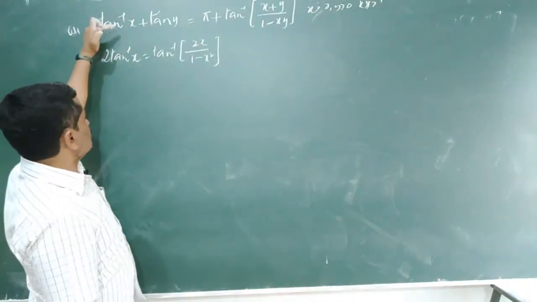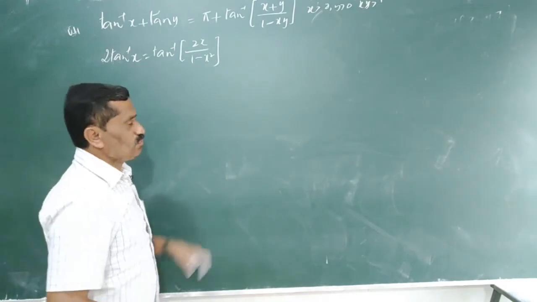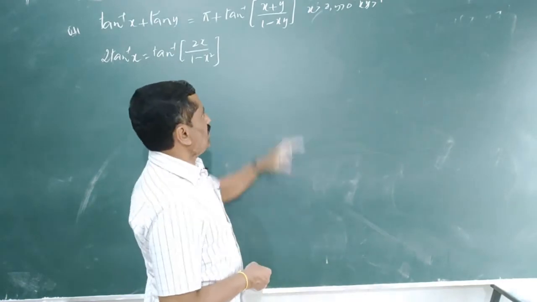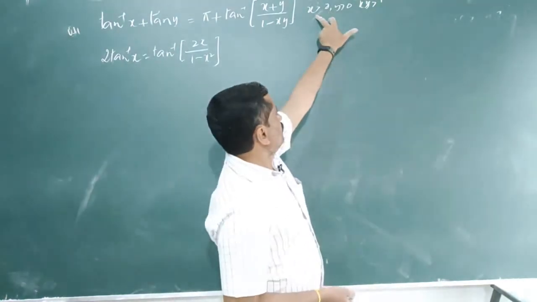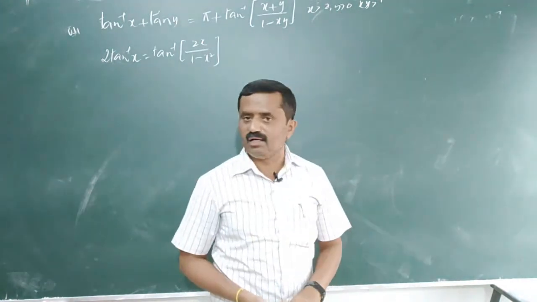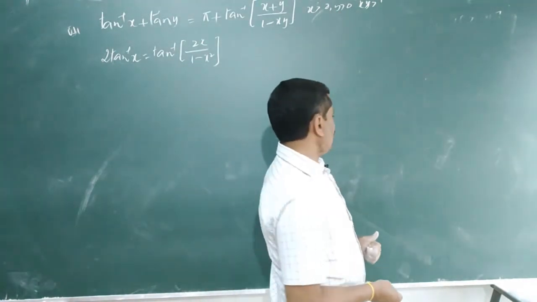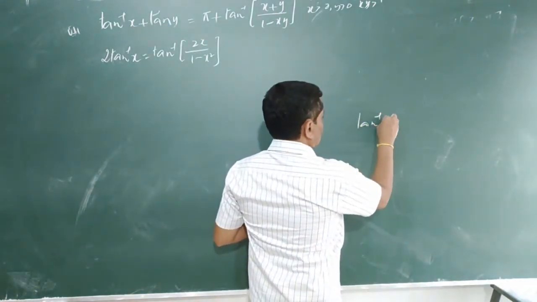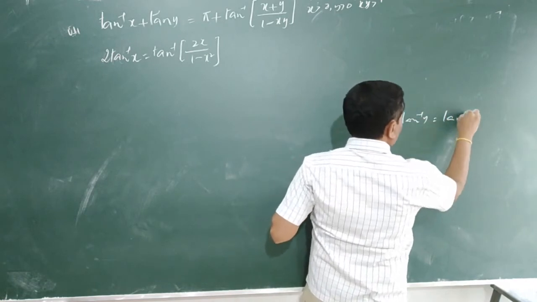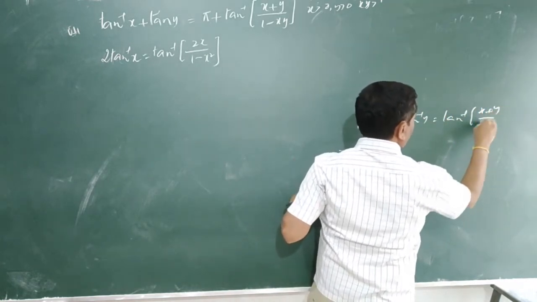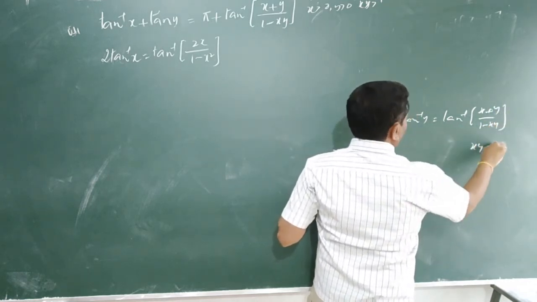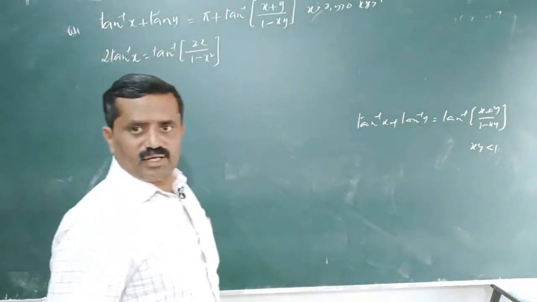Next we have tan inverse of x plus tan inverse of y is equal to pi plus tan inverse of (x plus y) whole divided by (1 minus xy). So this condition is important: when x greater than 0, y greater than 0 and xy greater than 1. So earlier we have tan inverse of x plus tan inverse of y is equal to tan inverse of (x plus y) whole divided by (1 minus x into y) when xy less than 1, right?